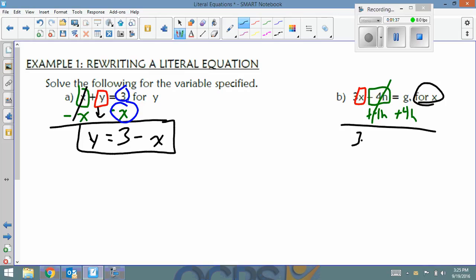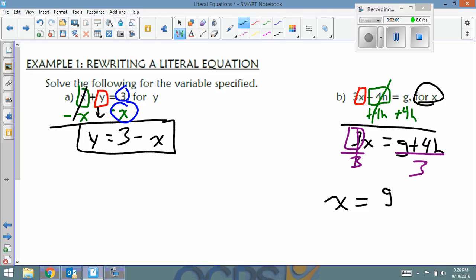That 3x will come down, and we get g plus 4h. And again, because they don't have the same letter, you can't combine them. Okay, then we still have this 3 we have to deal with. And remember, when we have a number and letter right next to each other, that means they're being multiplied. To move it, we would have to divide both sides by 3. So we get our final answer of x equals g plus 4h over 3.